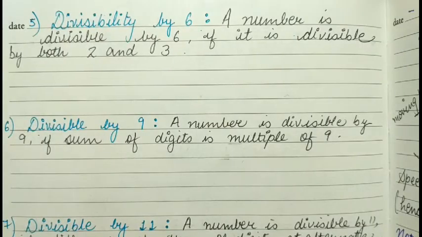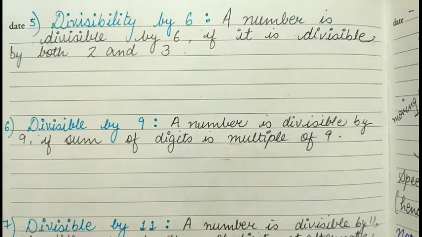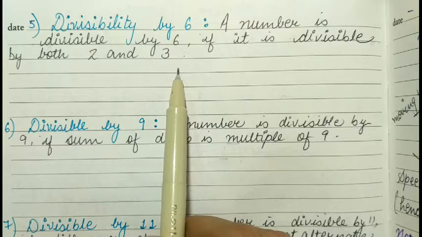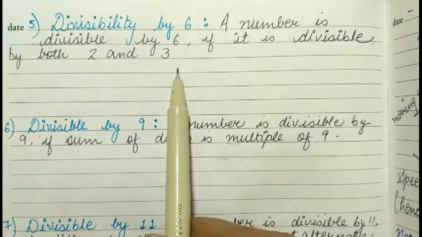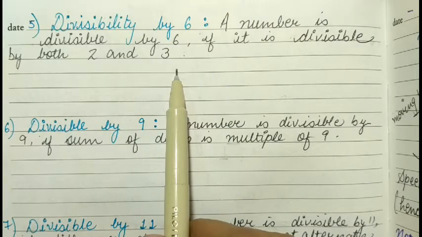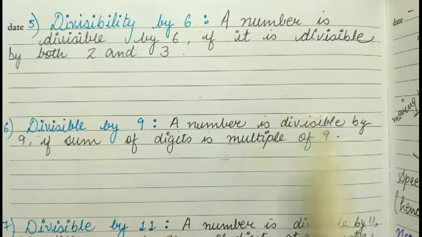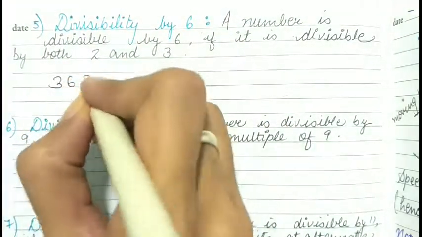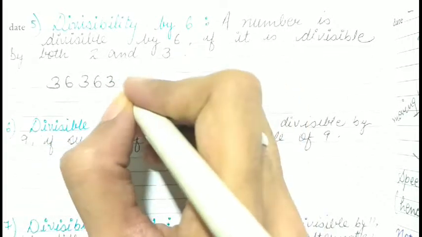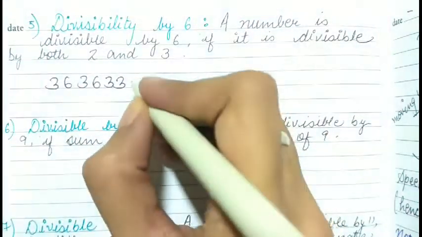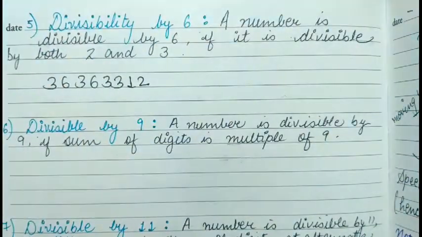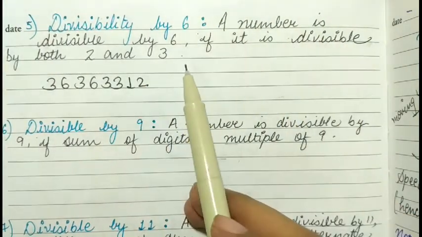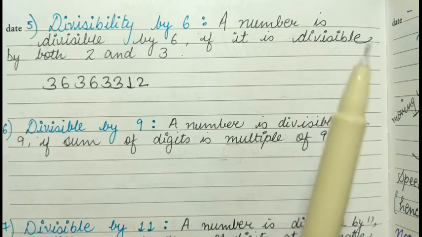Next rule is for divisibility by 6. A number is divisible by 6 if it is divisible by both 2 and 3. So for checking whether a number is divisible by 6 or not, we have to check both the rules of 2 and 3. For example, our number is... okay. Now we have to check the divisibility rule of both 2 and 3. What was the divisibility rule for 2?